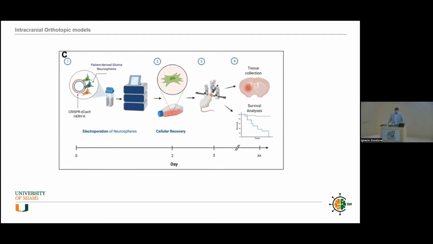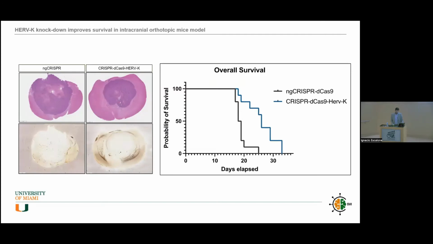Can we take this to an intracranial orthotopic model? Is there any survival benefit if you knock down HERV-K in glioma cell lines in glioblastoma? We took our plasmid, transfected some cells, waited for them to recover, and then injected those cells into the right frontal lobe of mice and assessed for survival. This is a crude way of knocking down HERV-K because it's a transient transfection, so it's not permanent. But we were able to see a marked survival benefit in the mice with our transfection.